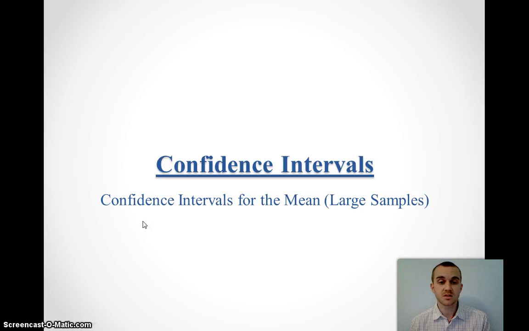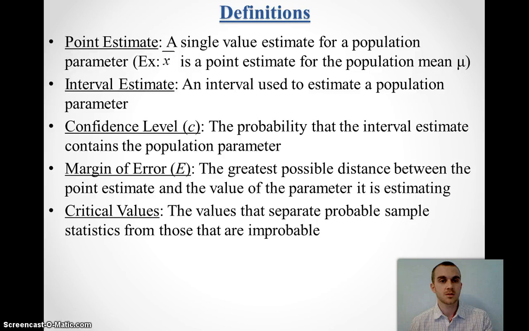In this video, we're going to explore the confidence intervals for the mean of large samples. A couple different definitions to help us out. The point estimate is a single value estimate for a parameter. For instance, we've used x bar as a point estimate for the mean, whereas an interval estimate is looking at an interval to calculate the population parameter.